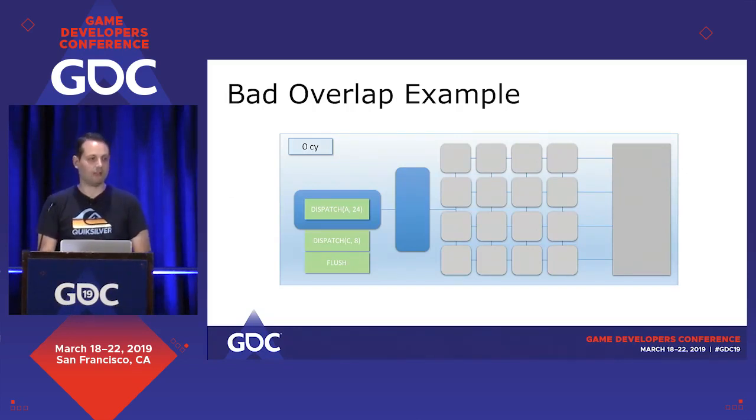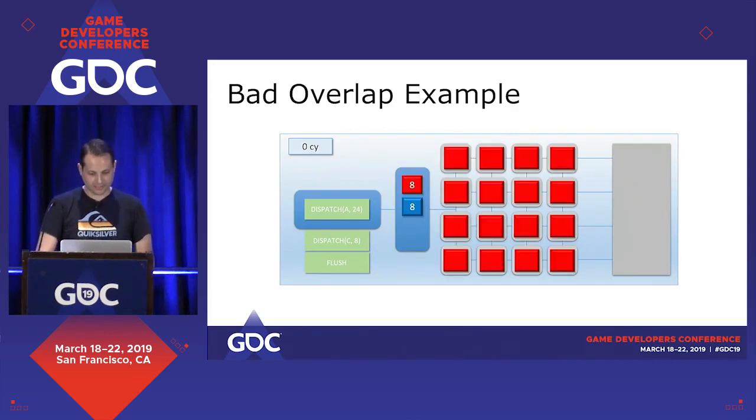So in that last example I showed you, that worked out great. We had this dispatch C that slotted in perfectly, but you could easily imagine a case where that's not going to work out so well. What if dispatch C took longer? In this case, what if dispatch C takes 400 cycles this time? That's going to really mess things up quite a bit. So let's see how that actually shakes out.